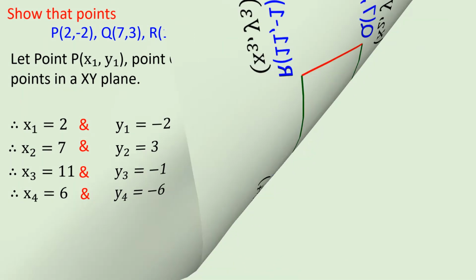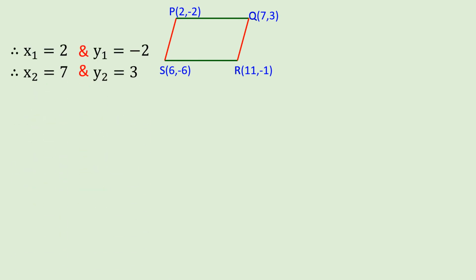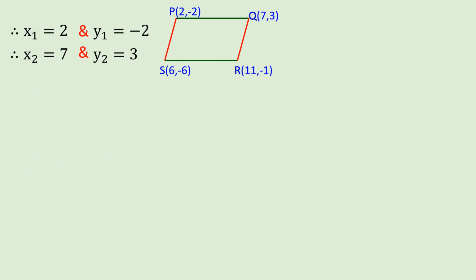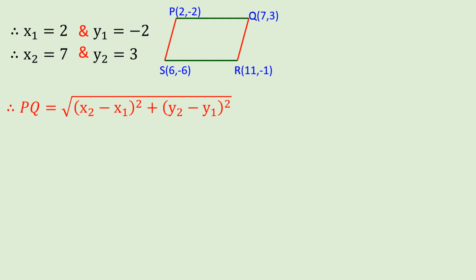So let us see how to solve this. First, x1 equals 2 and y1 equals -2, x2 equals 7 and y2 equals 3. We will find out the value of PQ. We are using the distance formula, so you don't need to worry. You have already used it many times.